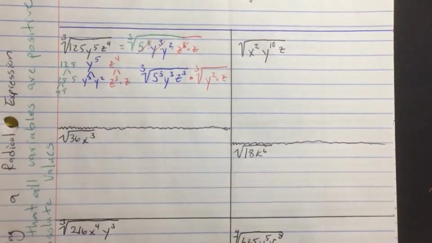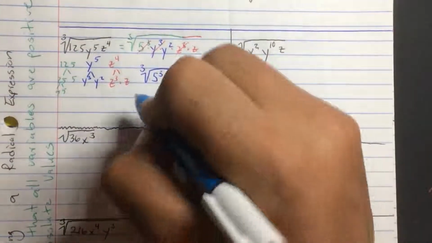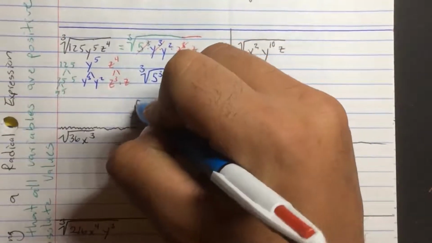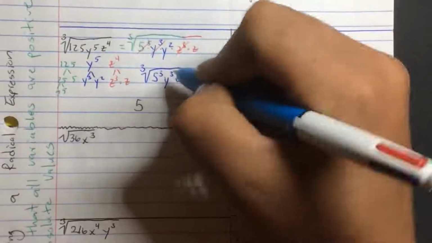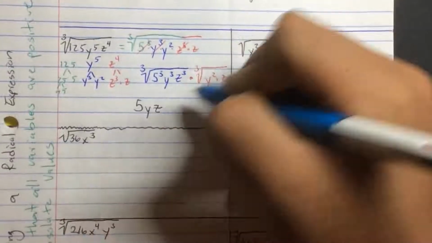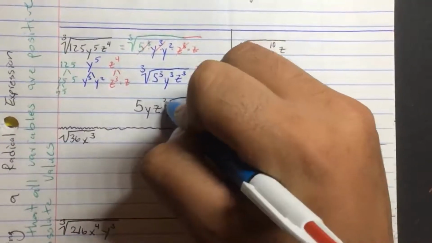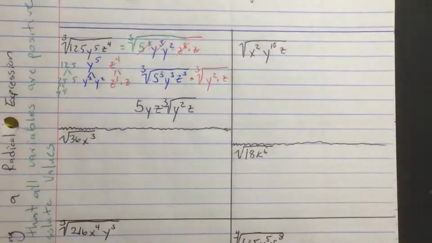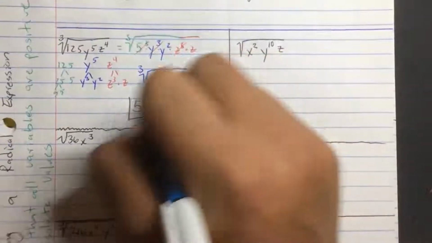So now we're going to rewrite this as how it works. The cube root of 5 cubed is 5. The cube root of y cubed is y. And the cube root of z cubed is z. And we're just going to tag along the stuff that could not simplify out. And this is our simplified form.